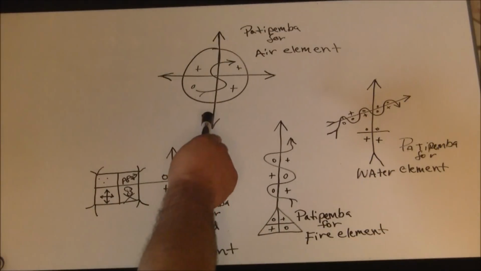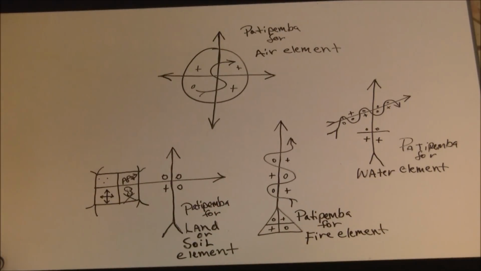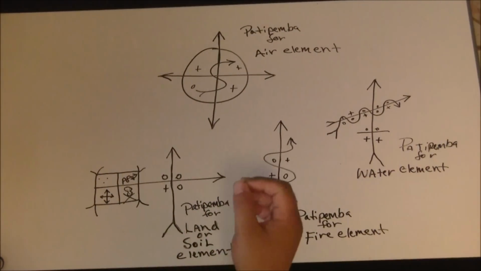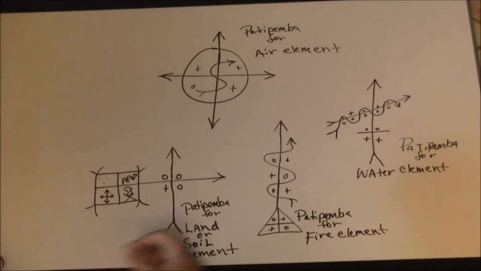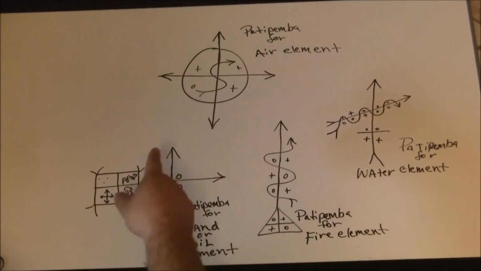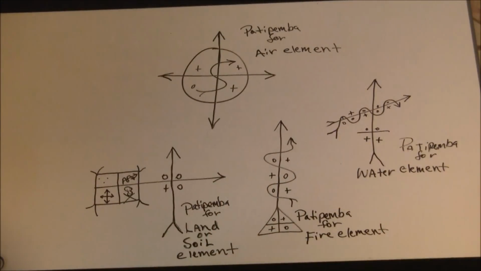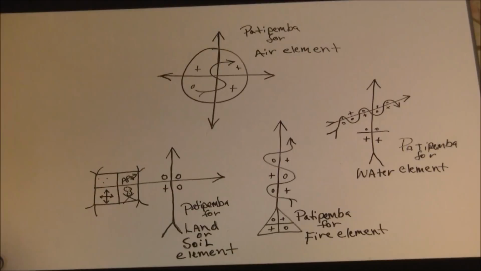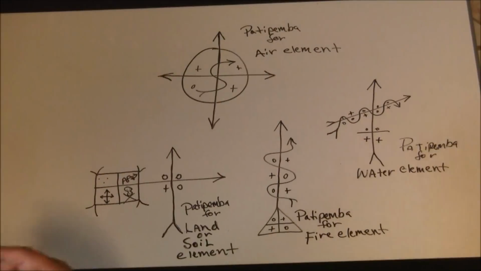In here we got the circle, and you could see how for this case, this is not the only case, there are many ways how you could draw Patipemba for the air element, but this is a sample of how we could draw it for the air element. And if you see, that's how many people use it for the 4 winds symbols.